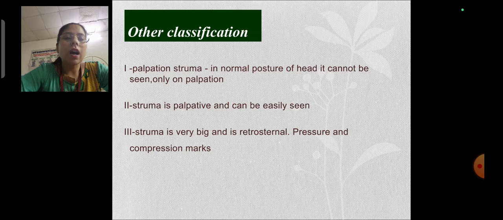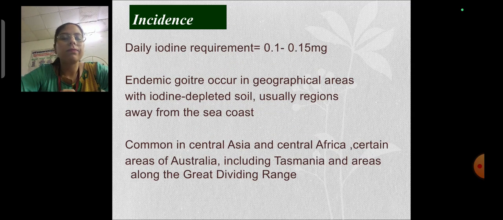Other classifications are by palpation. Type 1, palpation struma, in which with normal pressure of the head it cannot be seen, but it can be felt on palpation. Type 2, the struma is palpable and can be easily seen. One can easily see the swelling also. Next one is type 3, in which the struma is very big and retrosternal, and pressure and compression marks the changes in the thyroid gland.